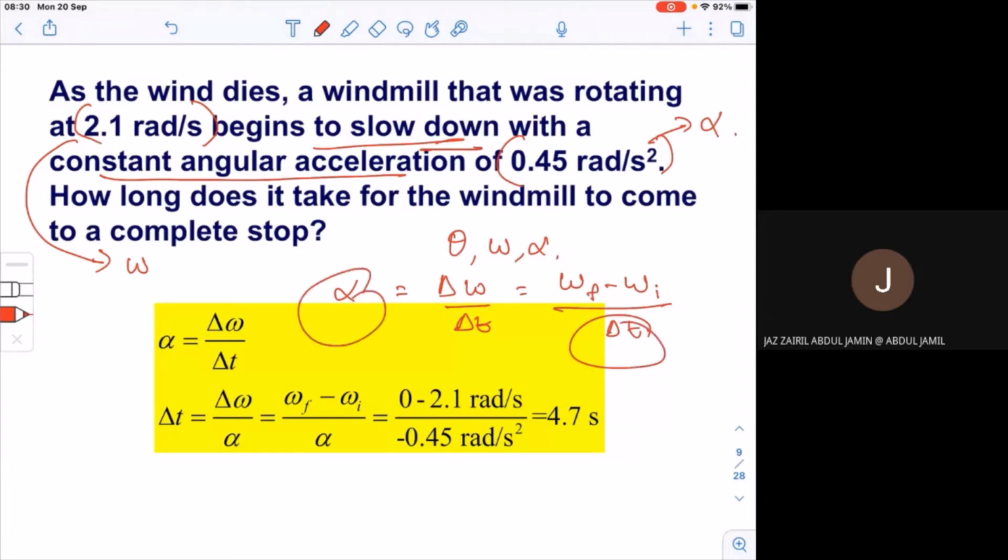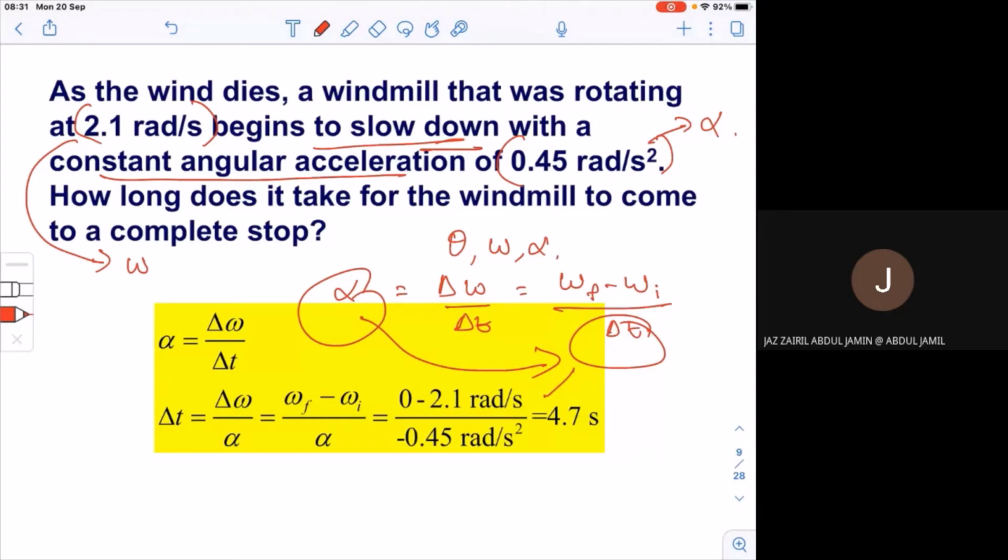Now you need to get this alpha to the denominator part, like this one. So bring down the alpha, right? So 0 means after we completely stop. So 0 minus 2.1 radian per second. We don't have to convert it to radian because the question has already given you radian per second. It's not revolutions per minute. So 2.1 radian per second, and then divide by the acceleration.